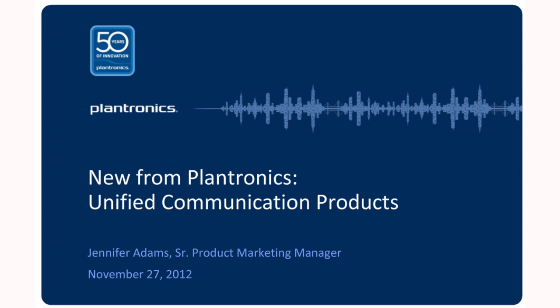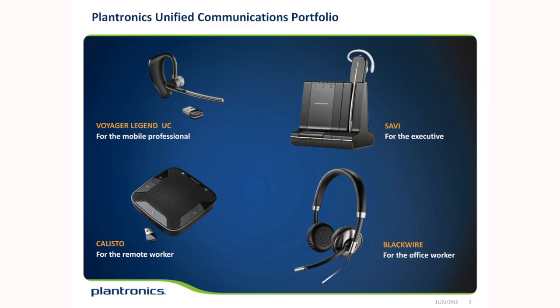Hi, my name is Jennifer Adams, and I am here to talk to you today about some new unified communications products from Plantronics. The Plantronics Unified Communications portfolio includes 4 different families of products. We have the Voyager family, which is really our Bluetooth products for the mobile professional. We also have our Savi line, which is DECT wireless products for the office, in the office and around the office. And then we have the Calisto line, which is USB phones and speakerphones.